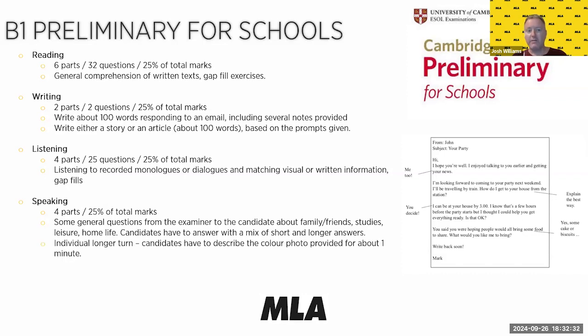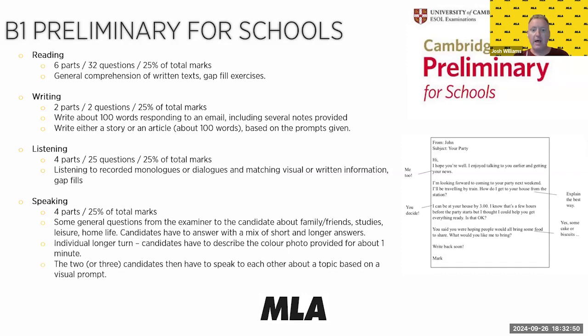Okay. You have an individual long turn. Okay. Here in B1, they give you a color photo to one candidate, and that person has to talk about it, describe it for about 1 minute. Okay. They give a different picture to the other student. Okay. And they'll have to do the same thing.